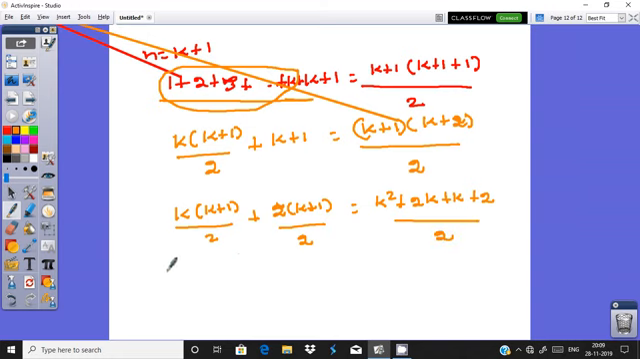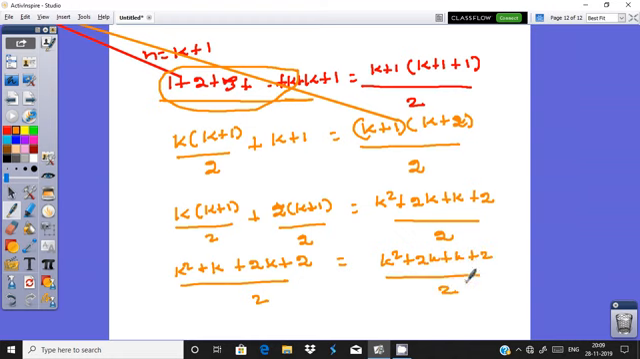And when you simplify this, it becomes k squared plus k plus 2k plus 2, divided by 2. Here it is k squared plus 2k plus k plus 2. So when you see here, the LHS equals the RHS, so everything can be cancelled. So you can say that LHS equals RHS. Hence this is called the proof by induction method.